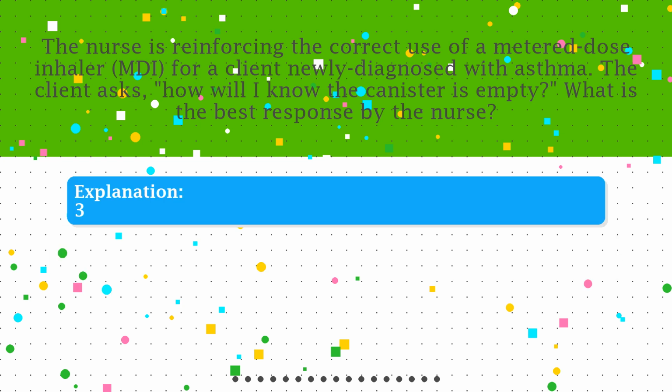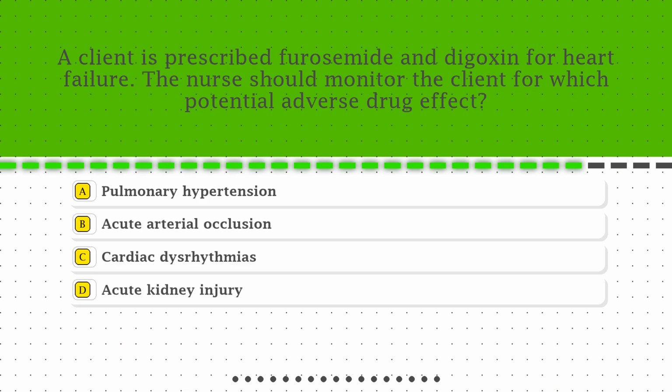Question 11. A client is prescribed furosemide and digoxin for heart failure. The nurse should monitor the client for which potential adverse drug effect? Option A. Pulmonary hypertension. Option B. Acute arterial occlusion. Option C. Cardiac dysrhythmias. Option D. Acute kidney injury.